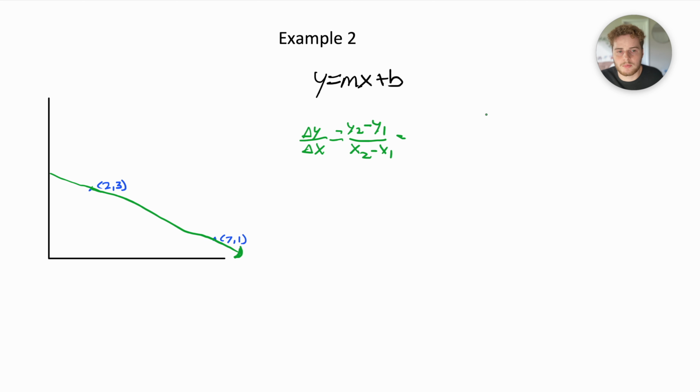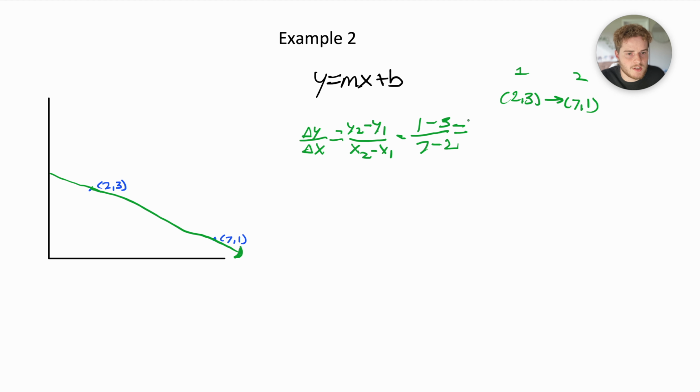So let's write out our points right next to this. We had (2, 3), and we're going to be moving over to (7, 1). Okay, so we can call this point 1 and point 2. Looking at that, y2 would be 1, we get that from (7, 1), minus y1, which would be 3, and that's going to be over x2, which is 7, minus x1, which would be 2.